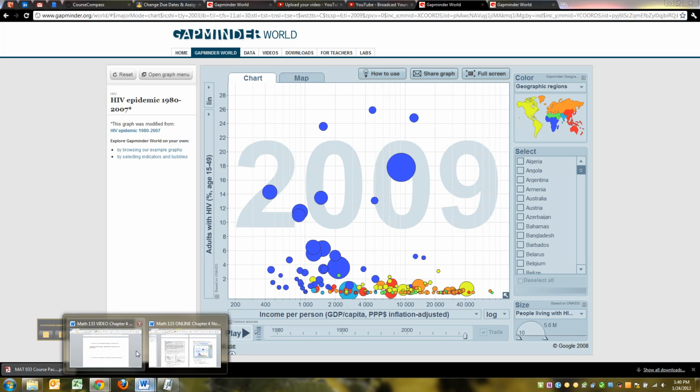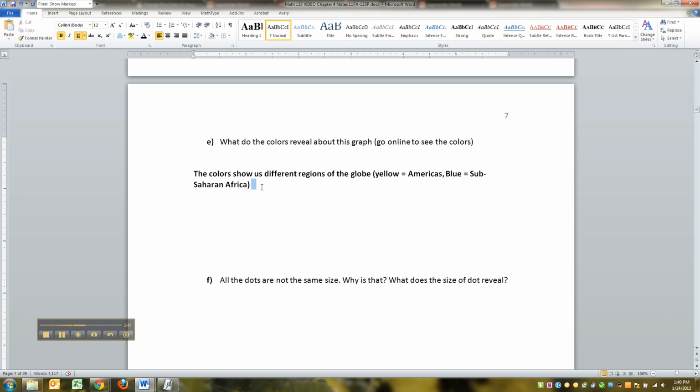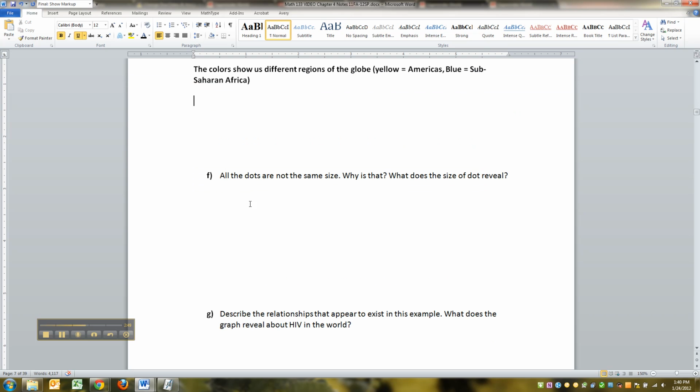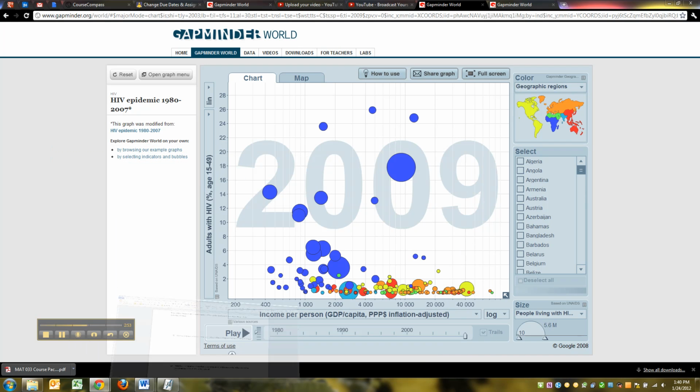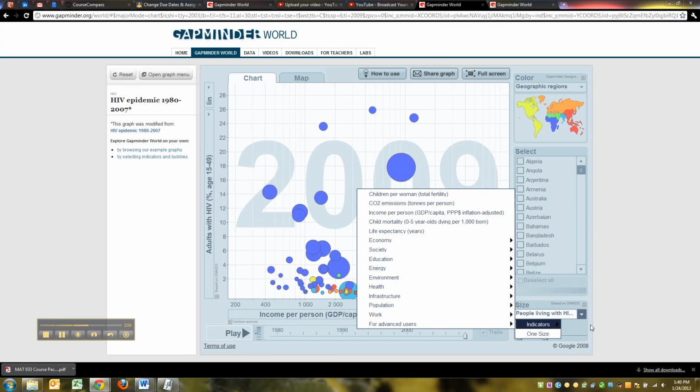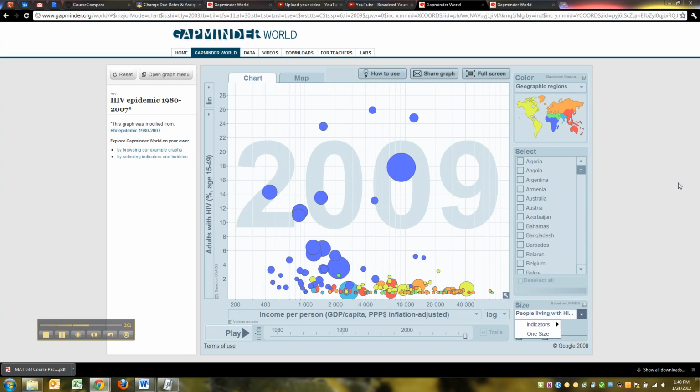Okay, so it's saying, what were the countries revealing? So that's what the countries reveal. The dots are not all the same size. All right, now Gapminder has this feature over here that it makes different dots different sizes. And you have choices. You can pick different things to use. But this graph came to us built like this.